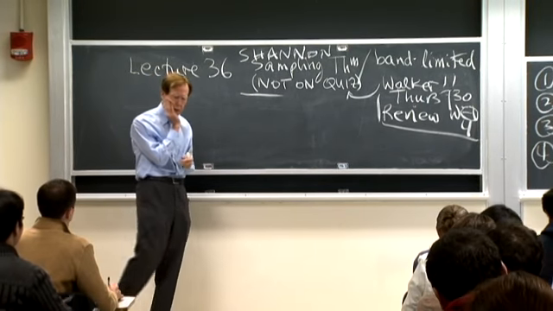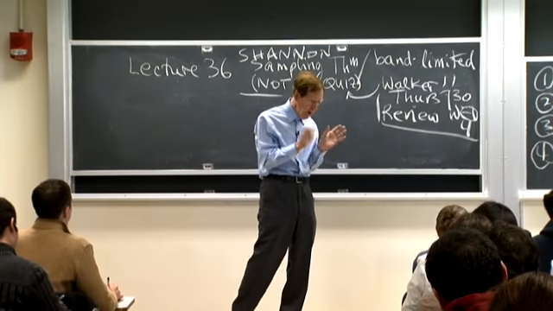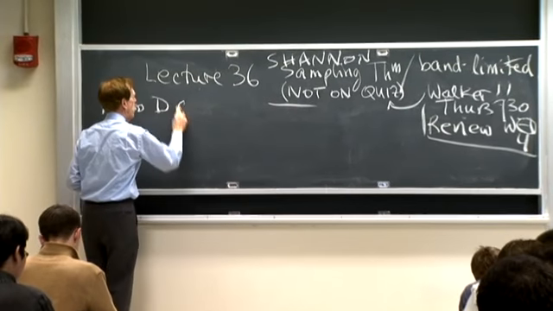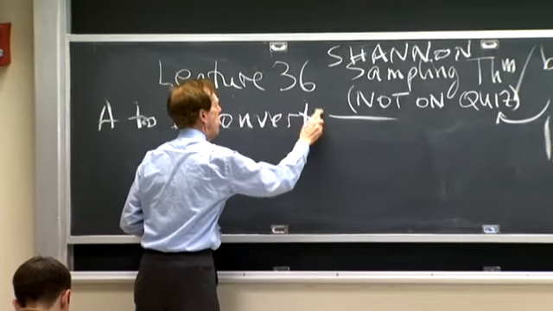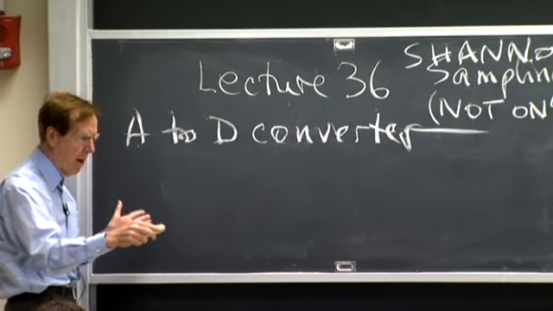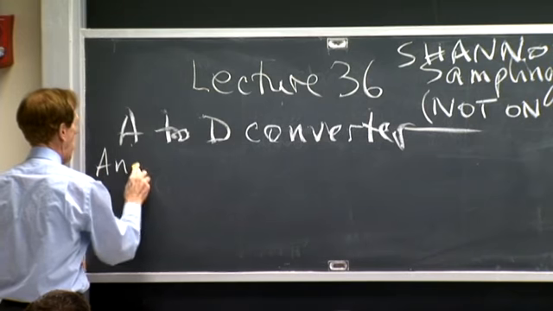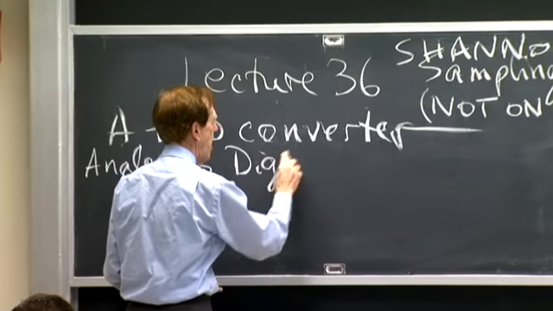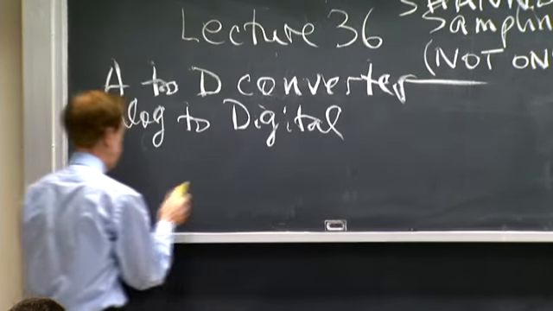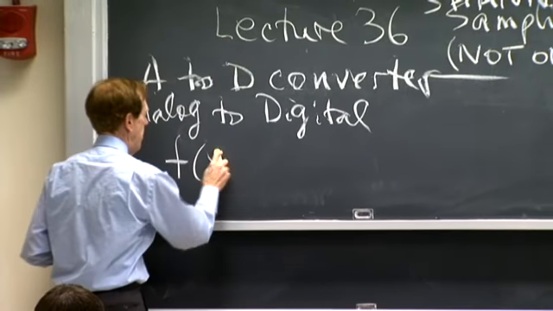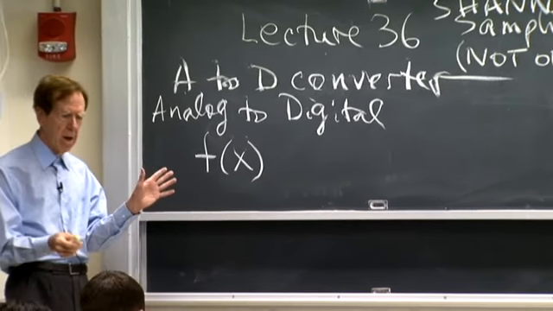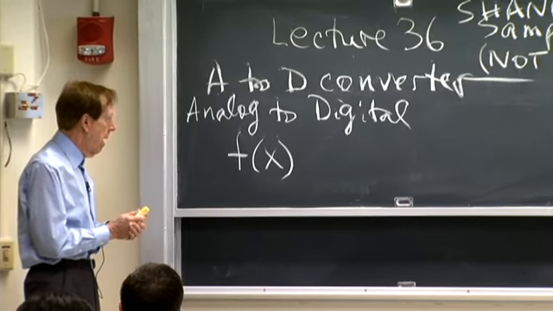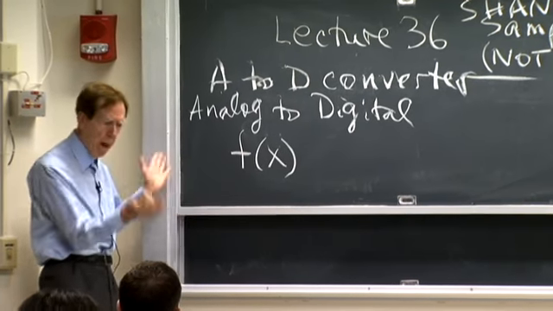So let me start with the problem. The problem comes from an A to D converter. So what does that mean? A is analog. That means we have a function, A for analog, and D for digital. So we have a function f of x, say all the way from minus infinity to infinity. That's where the Fourier integral is going to come up. So that's analog, all x.